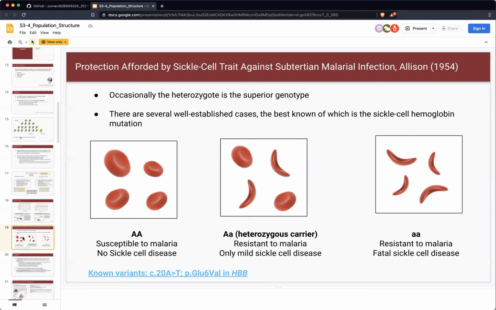So if you look at the African population, that's why the heterozygote carrier has a much higher proportion in the population, because they have both ends in terms of their genotype selection. So in this case, if you refer to the heterozygous superior situation, sickle cell anemia is one of the examples.